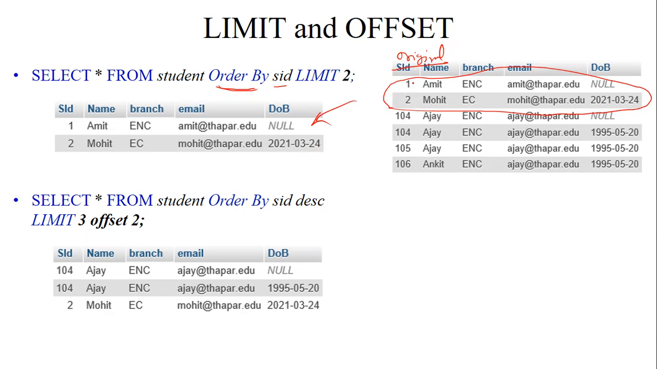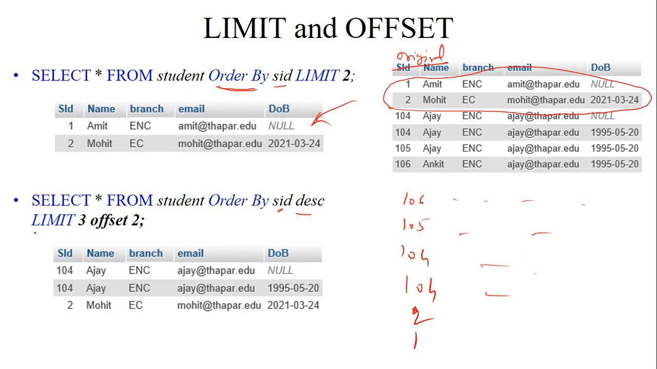Now you can sort this table in ascending order or descending order. Here we have sorted it in descending order. The default order is ascending. Here we have specified descending, so it will be sorted in descending order according to the SID. So how will the rows appear? 106, 105, 104, 103, 2 and 1. This will be the order, and according to it the name and other information will appear.